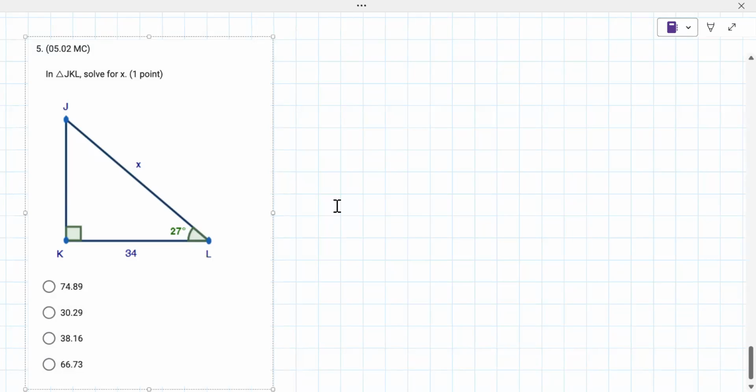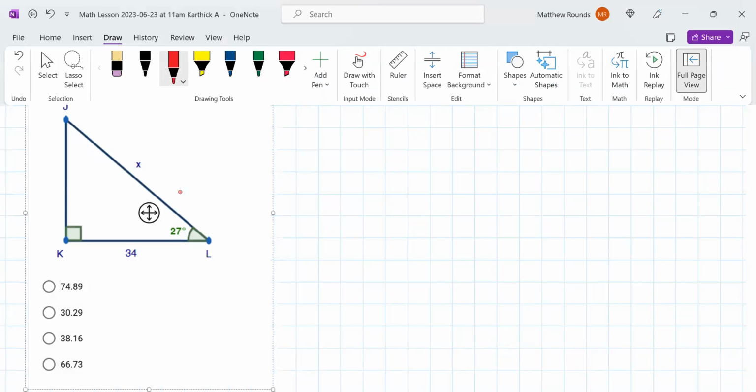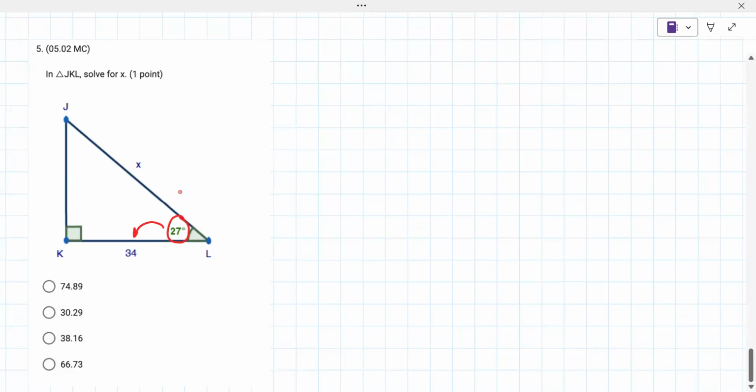In triangle JKL, solve for X. So just like in the previous problem, you go to the given angle and you have to identify what's going on here. Like what is 34 and what is X? 34 would be the adjacent. And X is the hypotenuse. So which trig function uses the adjacent and the hypotenuse?